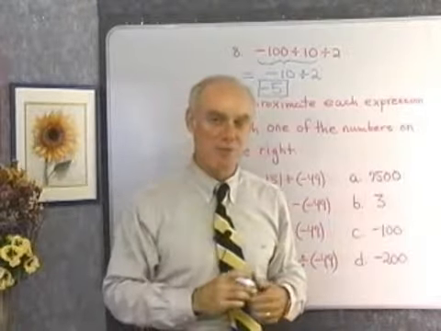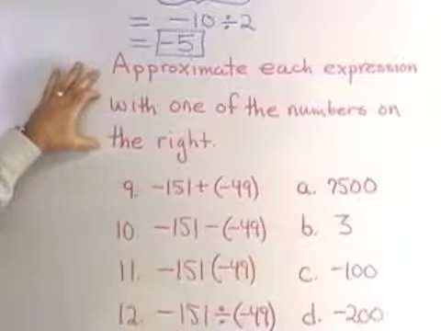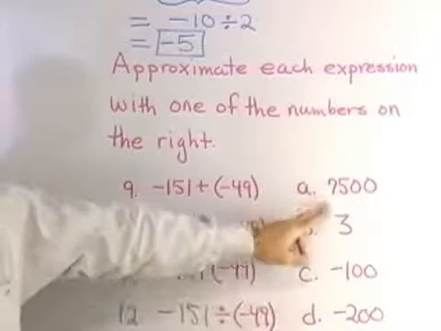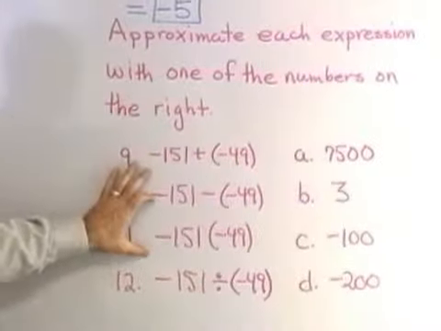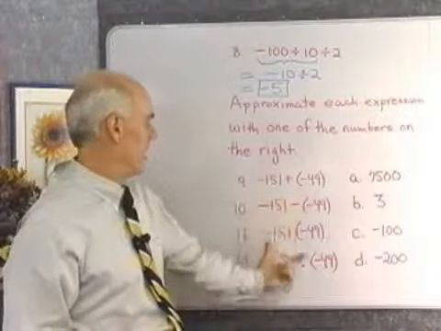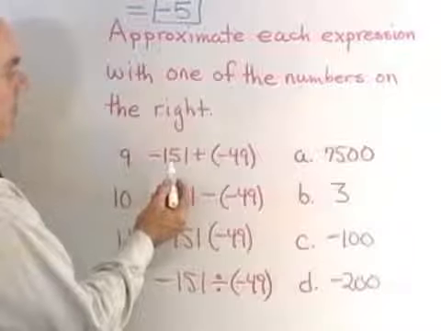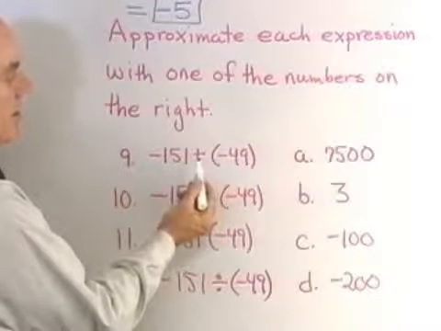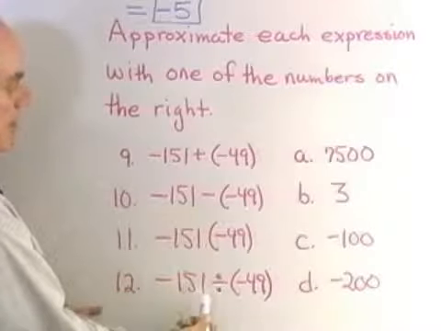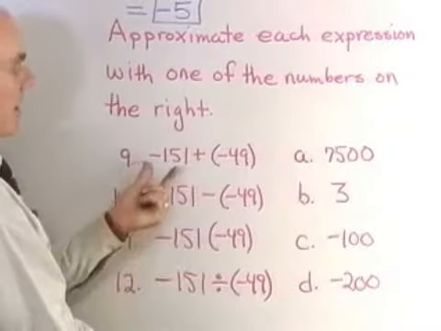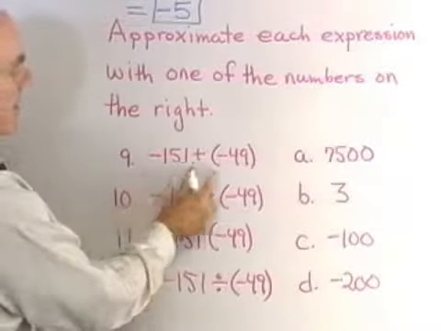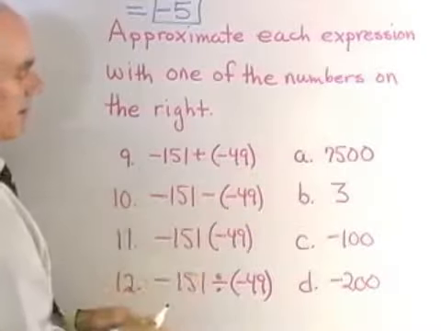Now let's look at our last group of problems here. We want to approximate each expression over here with one of the numbers on the right. None of these numbers is the exact answer to any of these problems, but we want to see which ones are closest to the problems on the left. So negative 151 plus negative 49, here's my addition problem. This is subtraction with the same two numbers, multiplication with the same two numbers, and then division with the same two numbers. Negative 151 plus negative 49 is about negative 150 and another negative 50. That should be negative 200.